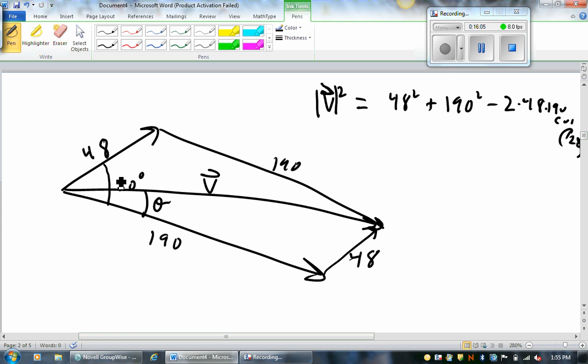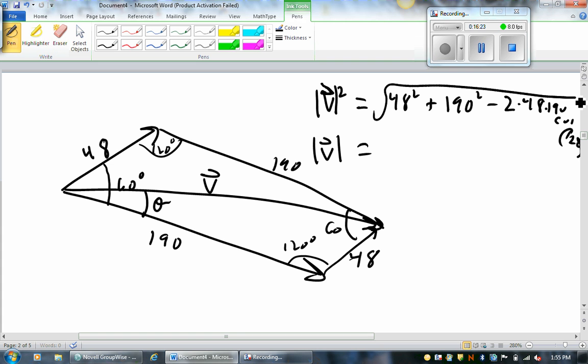If this is a parallelogram, this angle is 60, that means that this angle is 60. These two angles have to each be 120 degrees. So that's where I'm getting that cosine of 120 from. So this means that my length of v is going to be the radical of this. And I can type that right in my calculator, and I'll get 218. So once again, that's 48 squared plus 190 squared minus 2 times 48 times 190 times the cosine of 120 degrees. Okay. That gives us this.